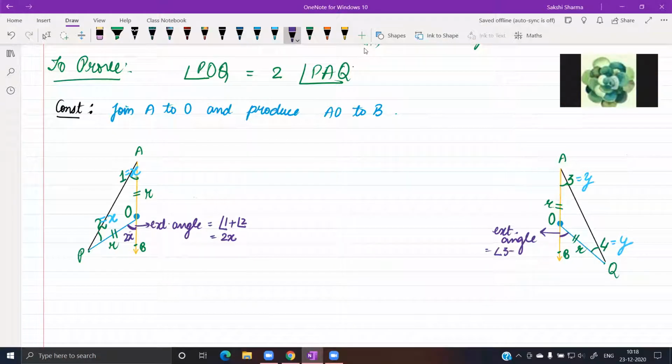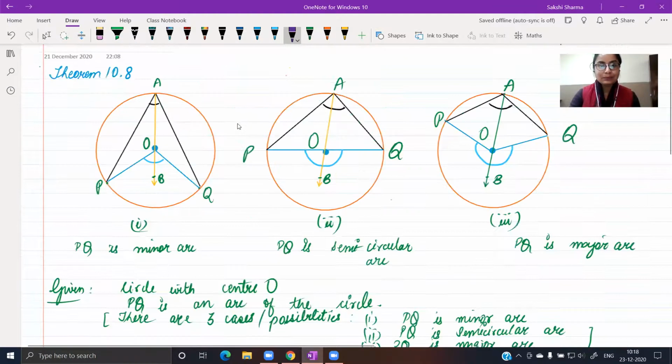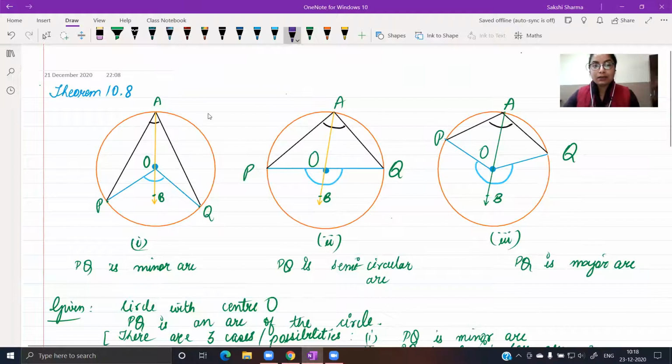This will be equal to the sum of interior opposite angles 3 and 4. This comes out to be 2y. Now, if I combine these and go back to the original figure, keeping in mind what I have here, I marked this angle as x and this angle as 2x. On the other side, I marked this angle as y and this angle as 2y.